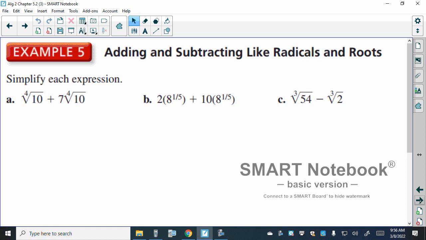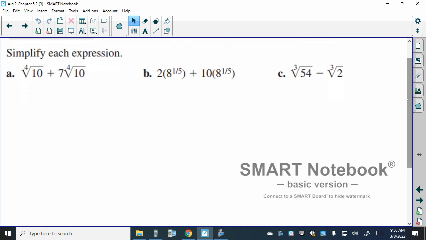Now, what we're talking about today and wrapping up 5.2 with is addition and subtraction of these like roots, and we'll be dealing a little bit more with simplifying, like we were doing yesterday and the day before. Now, whenever we add or subtract roots, they have to be the same. The root and what's inside have to be the exact same for us to be able to add and subtract.